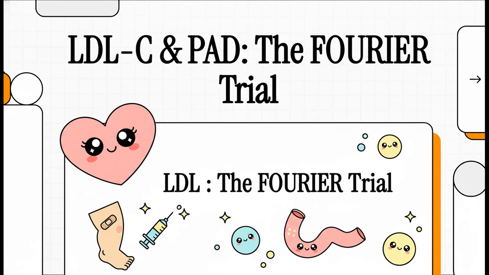Right, let's get straight into it. We're going to do a deep dive into the FOURIER trial, specifically the pre-specified subgroup analysis that looked at patients with peripheral artery disease. We're going to pull apart its methodology, really get to grips with the results, and most importantly, talk about how these findings should be changing our vascular practice right now.